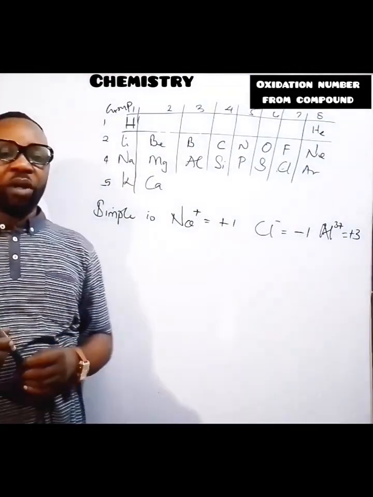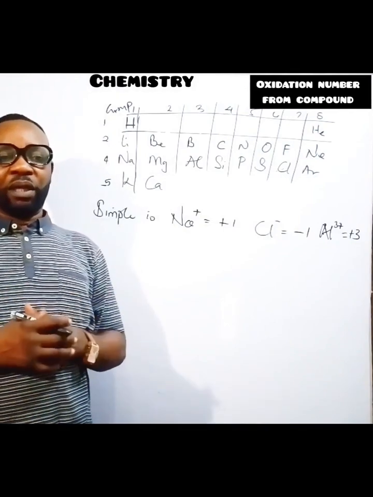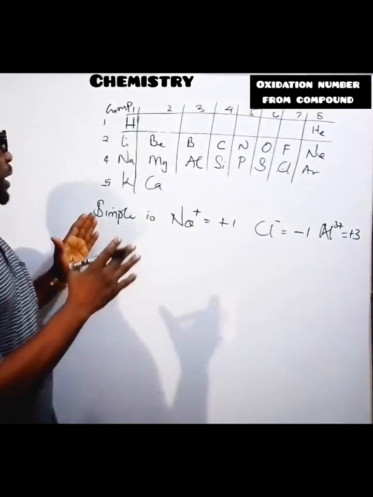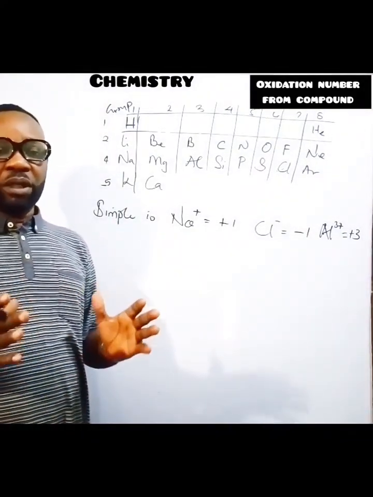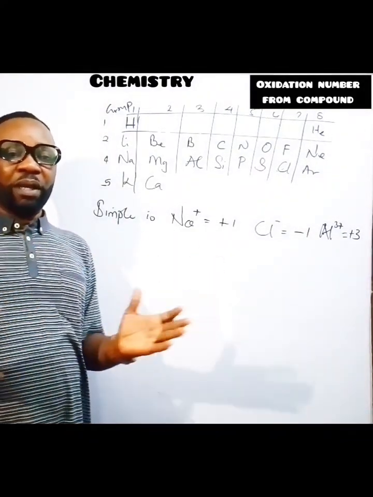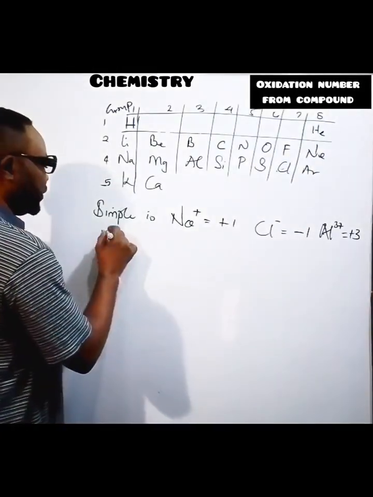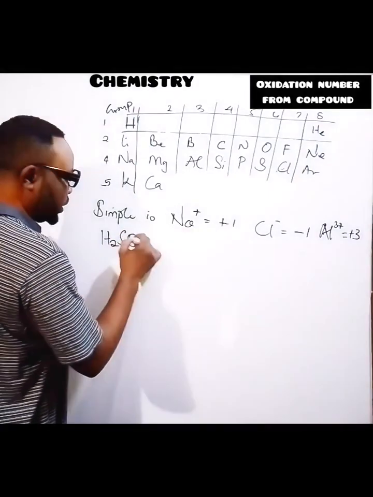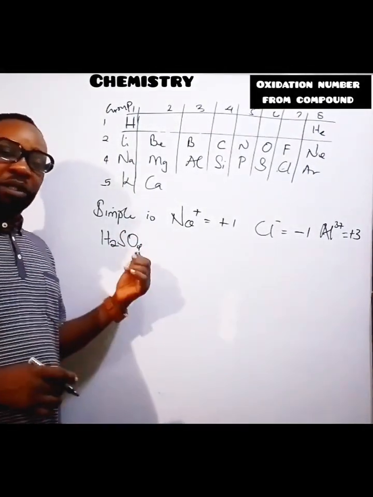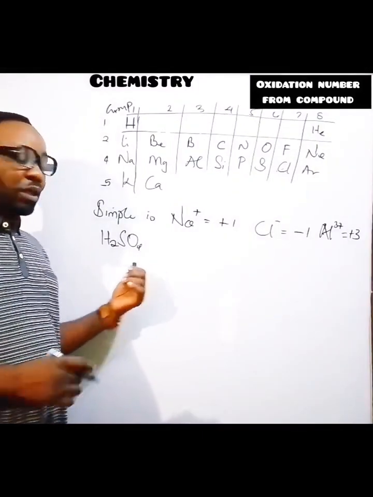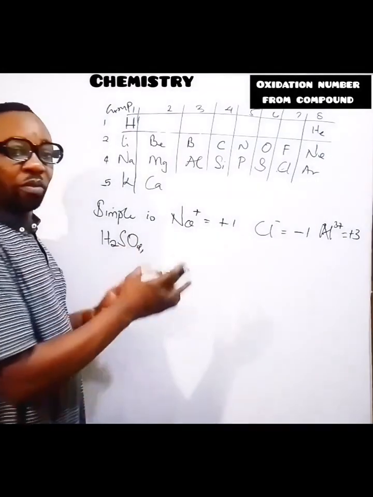The other rule we are going to also talk about is that in a compound state, when you have an element in a compound state, I'm talking about when you have elements in the form of a compound. For instance, if you have something of this nature, H2SO4, this is a compound. Though this is an acid, this is a compound form of a particular set of elements coming together.